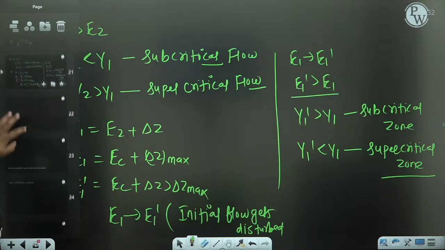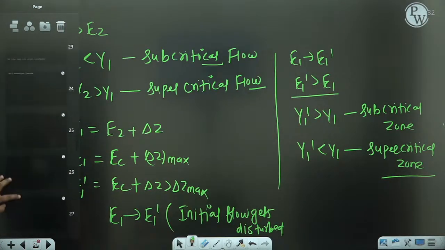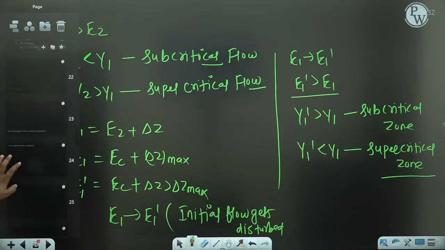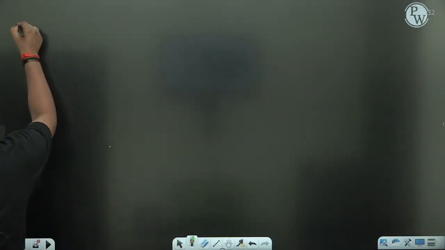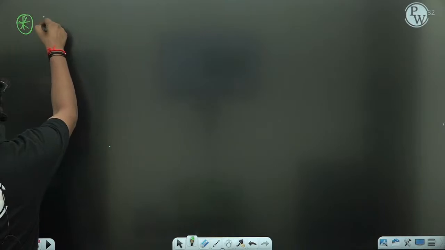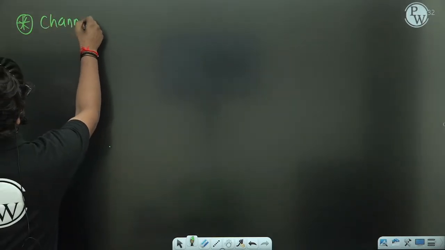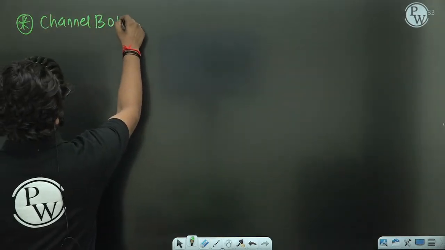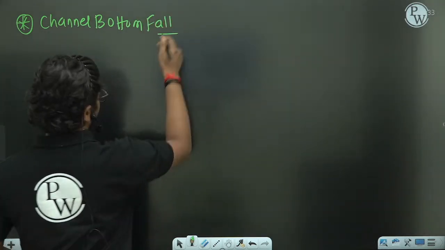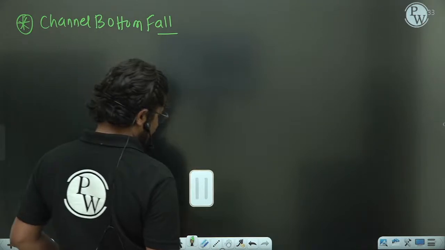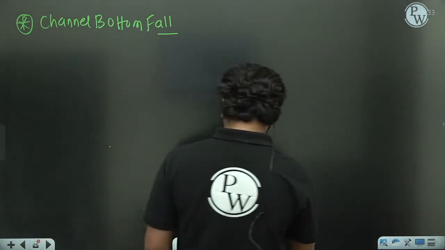Okay. Now look at the next case. That is channel bottom fall. That case heading, we need to write it. No problem. Channel bottom fall. For that, I'm telling you, for subcritical, you guys can do the same for the supercritical. Now look at the case first of all.